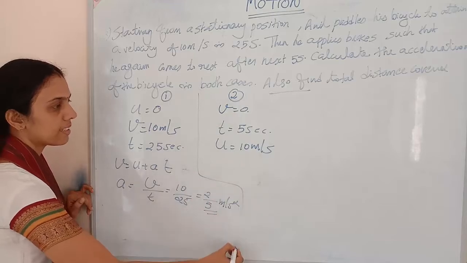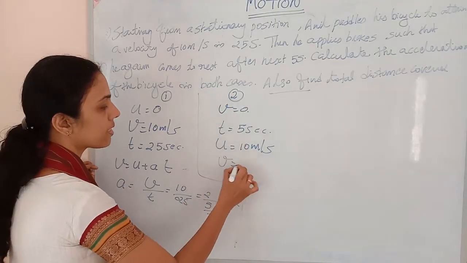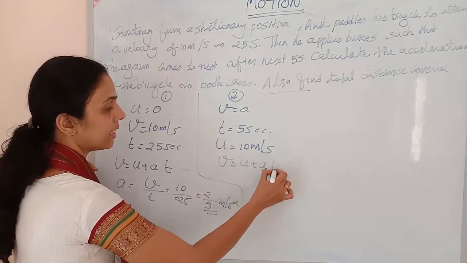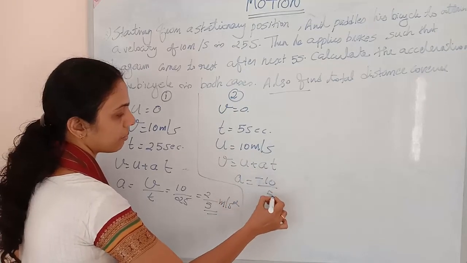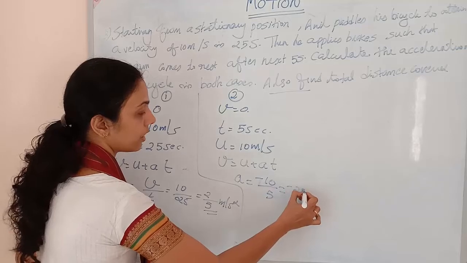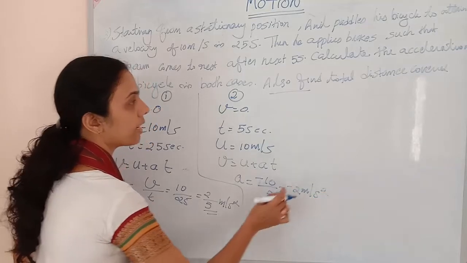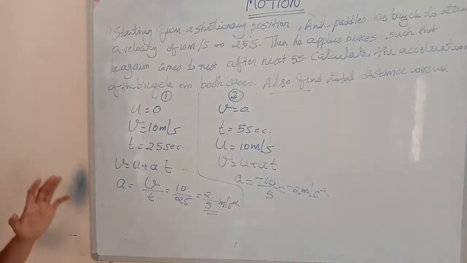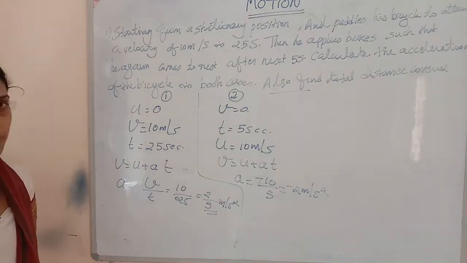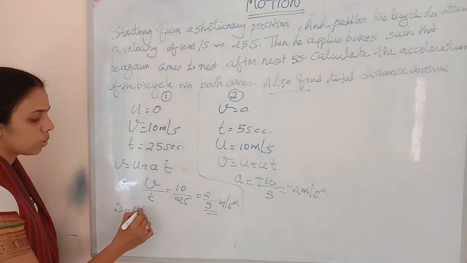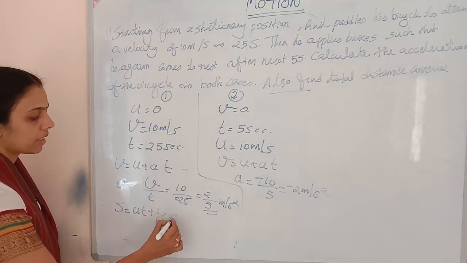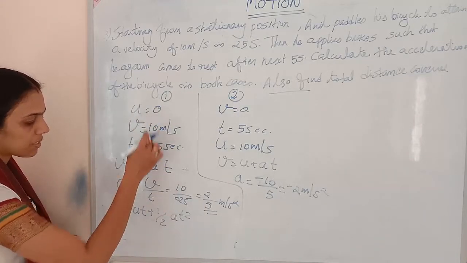So here in the second case, V equals U plus AT. We need to find A, that is minus 10 divided by 5, that is equal to minus 2 meter per second square. It is retardation. The total distance covered we should also find out, right? So here what is the distance covered? S is equal to ut plus half at square. U is equal to 0.